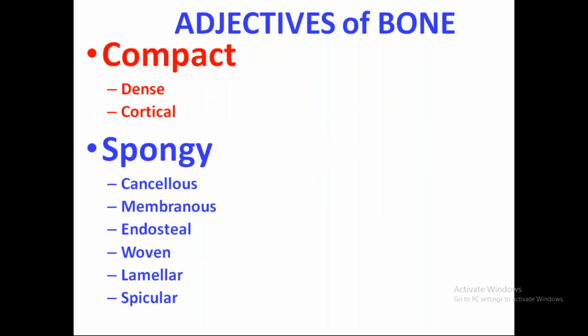Other adjectives which are used for bone are compact and spongy bone. The compact bone is a dense one, and a cortical bone. Spongy ones are cancellous, membranous, endosteal, woven, lamellar, and spicular. These are the types of bones used based on the part.